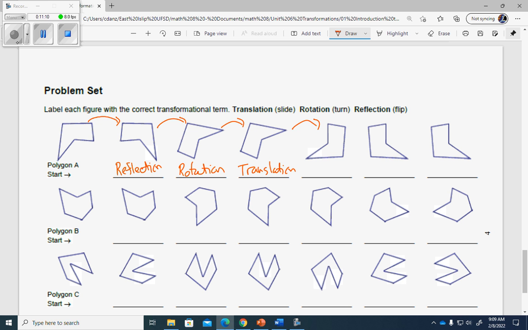From here to here, it's a rotation. From here to here, it's a reverse image, so it's a reflection. And again, from here to here, all it did was slide over, so it's a translation. There weren't any dilations in this first row. Everything stayed the same size. Everything had congruent figures. Dilations make similar figures.